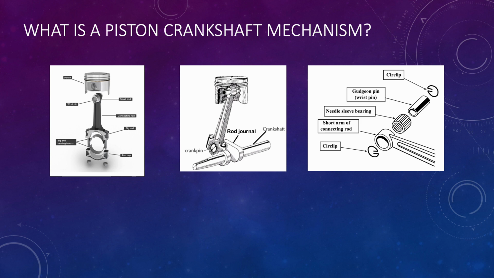Towards the big end of the connecting rod, there are bolts and nuts that keep the bearing inserts fitted around the crank pin. These bearing inserts allow for smooth oscillations between the bearing inserts and the crank pin.